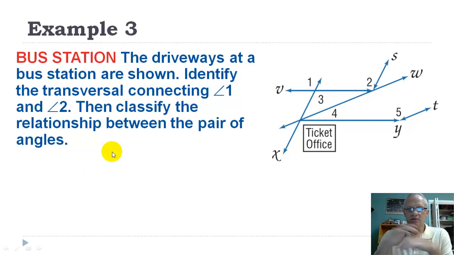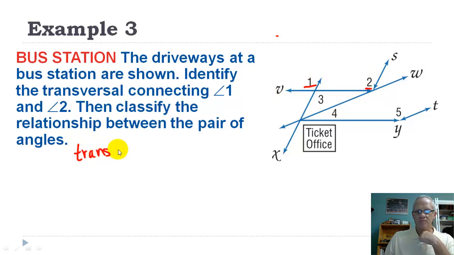All right. A little complicated here. It's not quite as simple a diagram as what we just did, but let's find the transversal, the line that's going to connect 1 and 2. Well, here's 1 and here's 2. And so what line goes through both of those? Again, the line that makes part of angle 1 and part of angle 2, that's the transversal line. Okay, and so what line is that? If you look here, here is line V. That makes up part of angle 2, and it also makes up part of angle 1.